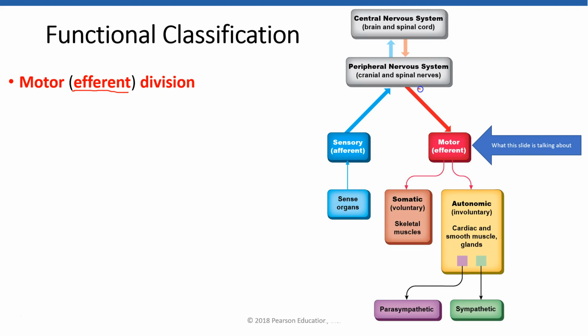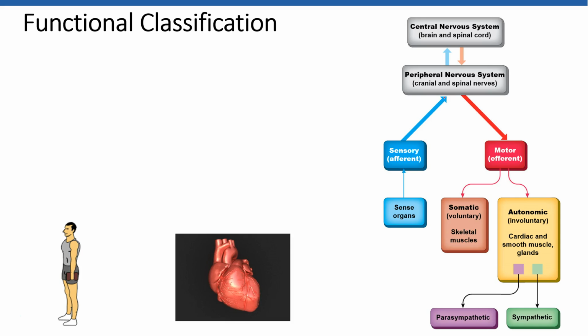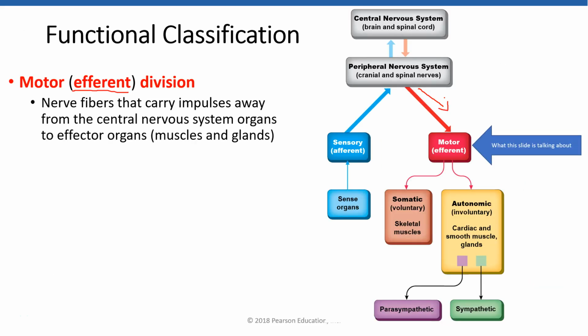So for the motor or efferent division, this is the signals leaving the central nervous system. They send impulses away. Where are they going? It's either going to go to a muscle or to a gland. Now, if you look at the motor or efferent division, there's two branches it could go to. That information could go down the somatic or voluntary division, or it can go down the autonomic or involuntary division. We'll see what those two are right now.